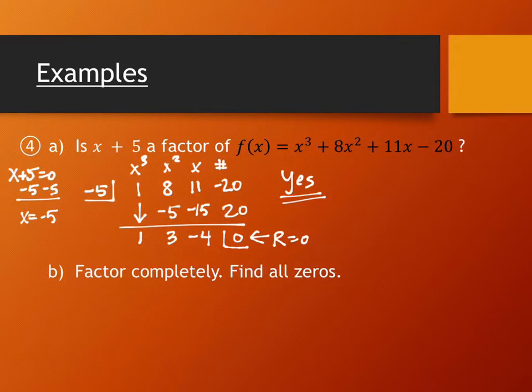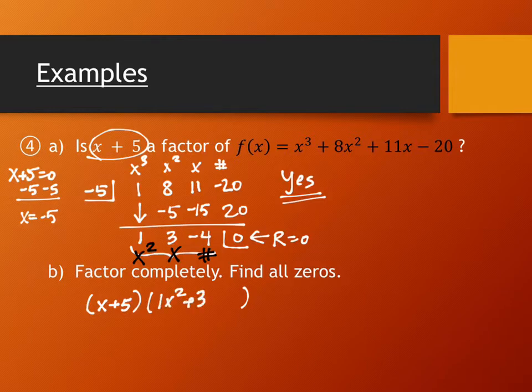It says factor completely. Everything that we've done so far has kind of stopped with what we did on part A. Now, I did show you back on the very first problem what the quotient is that we are left with. The quotient would be 1 degree less. So this says x cubed, so it'd be x squared, x, and a number, right? Okay, now we just established that x plus 5 is a factor. So what that means is that it has parentheses around it, and the other part, the quotient, is in the other set of parentheses. So I have 1x squared, or you can just write x squared, plus 3x minus 4.